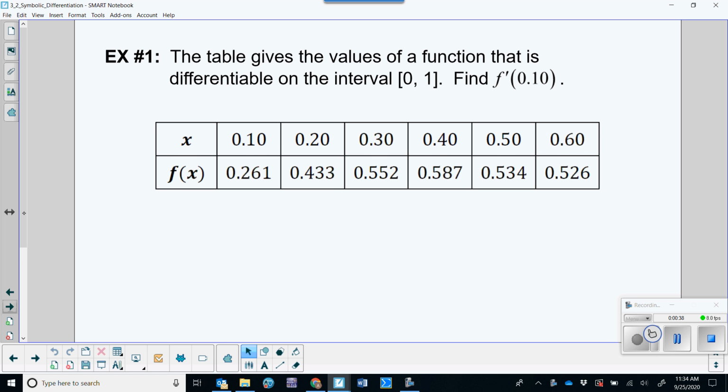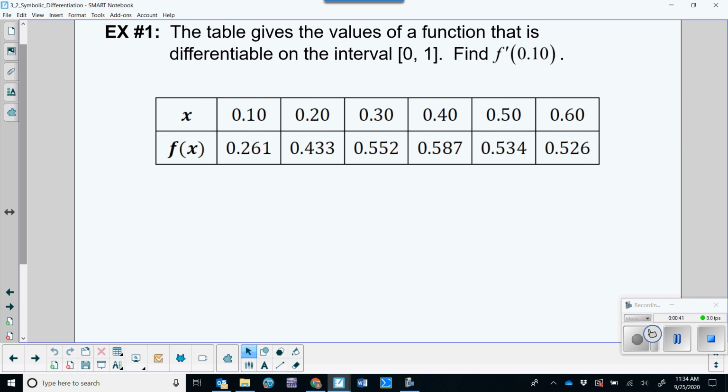Okay, so let's start with this first one. So this table gives the values of a function. It's differentiable, which is important, on the interval from 0 to 1. Find f prime of 0.1. So to find f prime of 0.1, that means I would have to find the instantaneous rate of change, which of course I can't do because I don't have the functions here. So the best I can do is approximate it by using the values that are close to it on this graph.